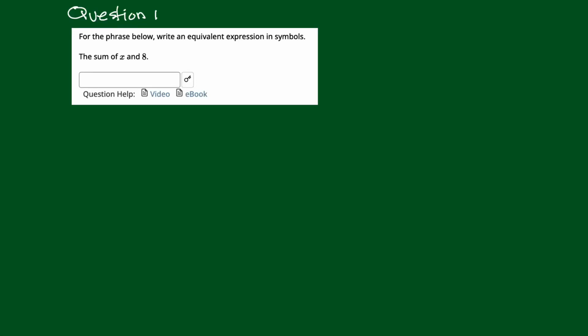Question 1 asks us to write an equivalent expression using symbols for this phrase right here, the sum of x and 8. Now, the sum indicates an addition, so I'm going to write an addition sign, and then what we're adding, two things we're going to add. We're adding x and 8, so I'll write an x and an 8, and this indicates the sum of x and 8.